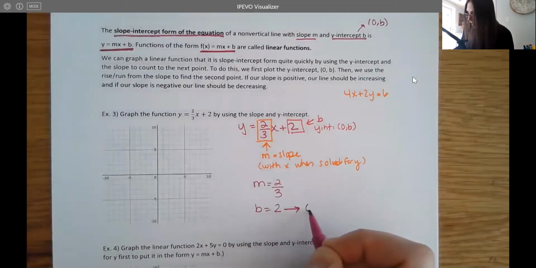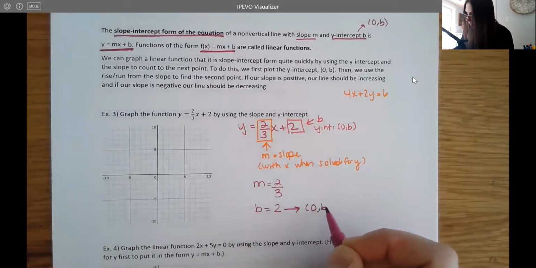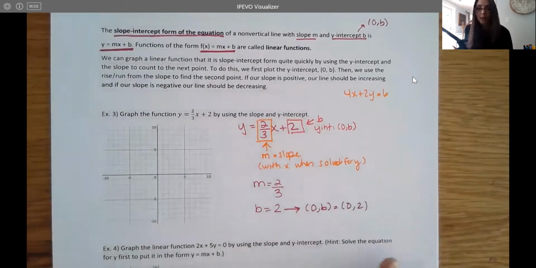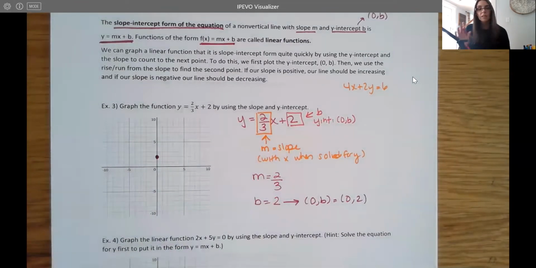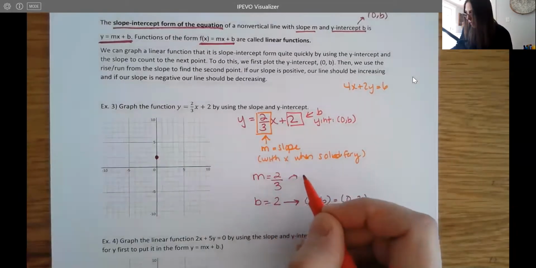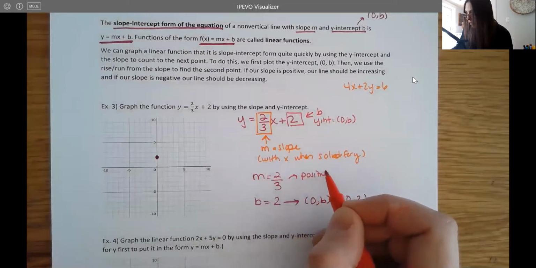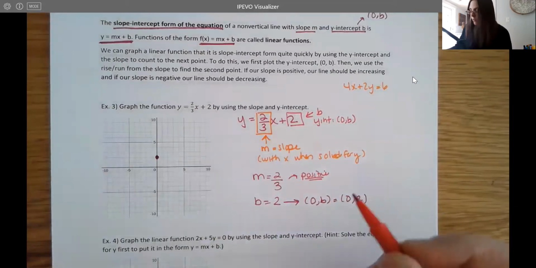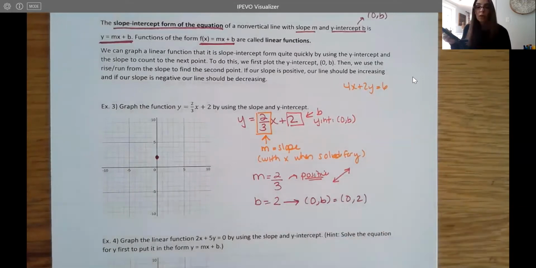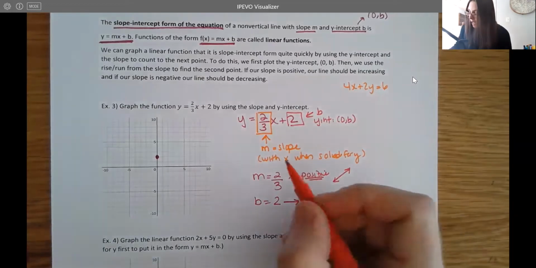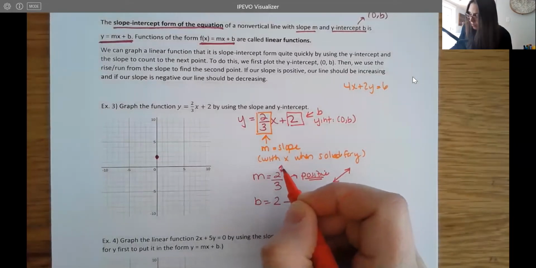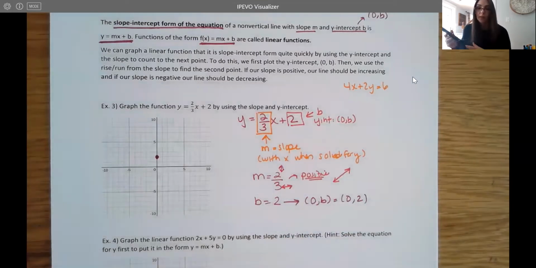So the first thing I'm going to do is start by graphing that y-intercept. So I'm going to graph the point (0, 2). And that's always going to be my first point. And then from there, I'm going to use the slope. Now, I want to notice a few things. First of all, I'm noticing here that my slope is positive, right? So it's positive 2/3. So if I have a positive slope, my line should be increasing, going up from left to right. So I'm going to keep that in mind when I'm counting. And then my vertical change is going to be 2, and my horizontal change is going to be 3.